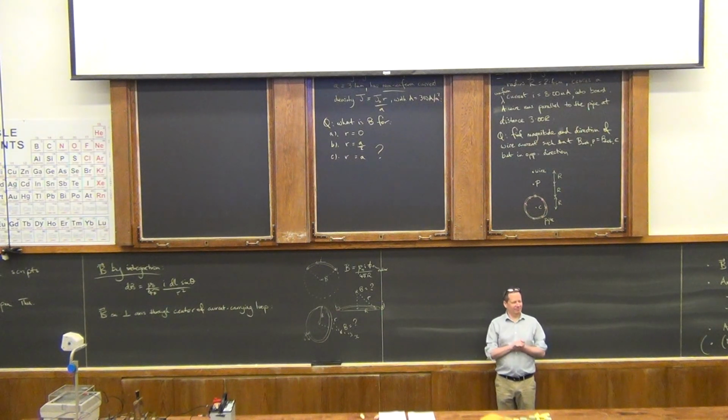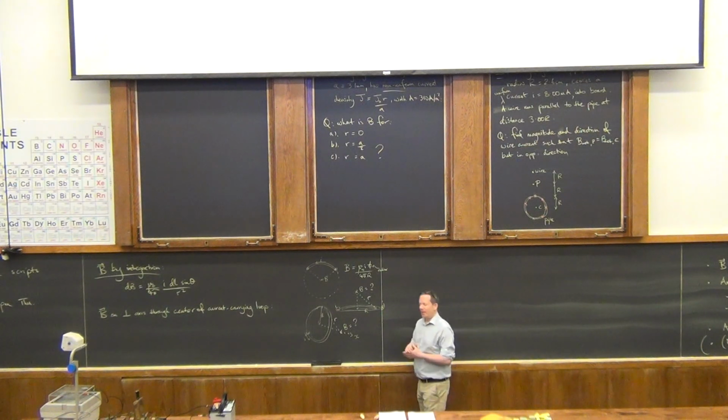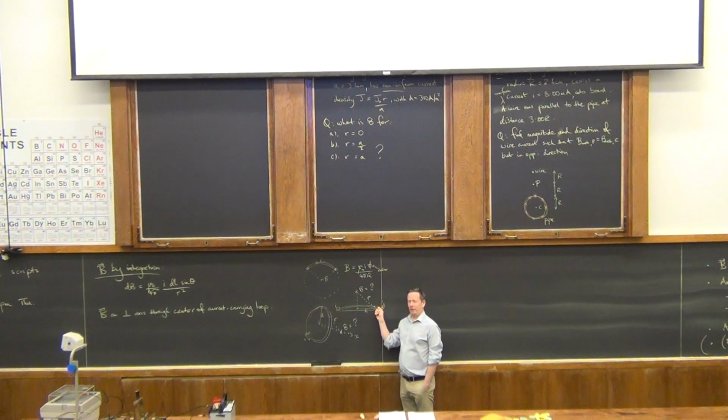Okay, let's see what you got. Let's focus on this first one. We've got a small current carrying length element. Current's going into the chalkboard. What direction is the magnetic field that it produces at this point?